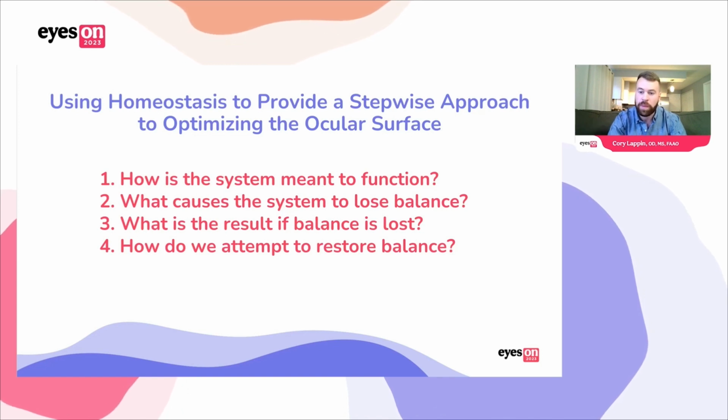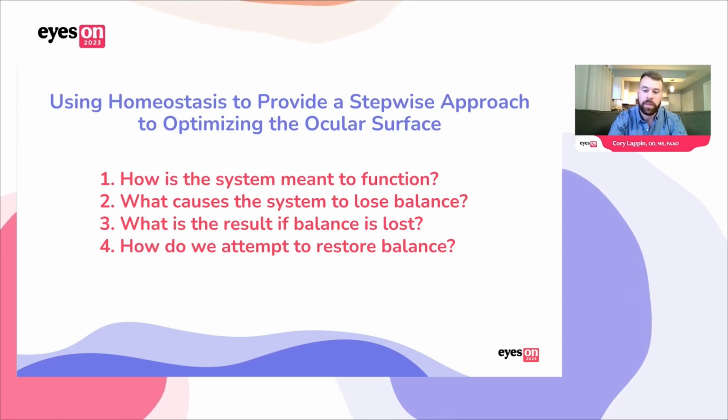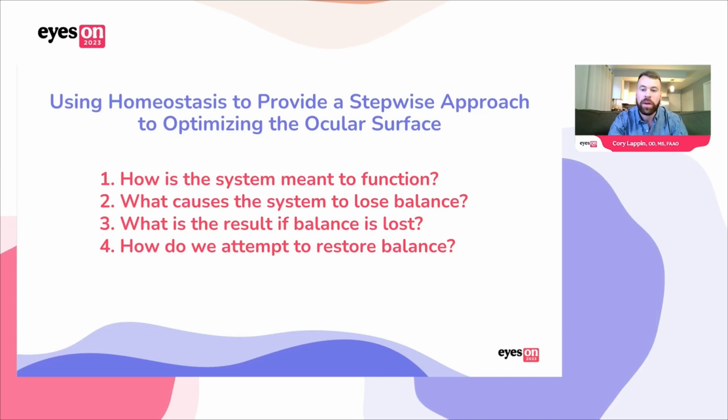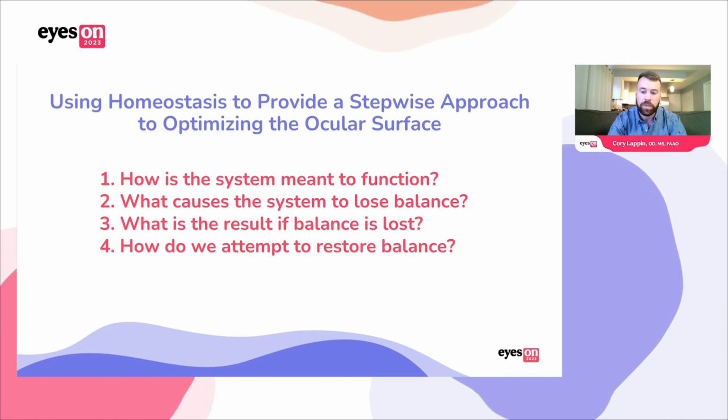So for the first step in optimizing the ocular surface, we must understand how it is meant to function in health. Then we must see what causes the ocular surface to lose homeostatic balance and what that loss of balance looks like clinically. And based upon this information, we can determine which treatment is the most appropriate to attempt to restore homeostasis. Now, remember, the ocular surface is more than just the cornea and conjunctiva. It is also comprised of the eyelids, eyelashes, tear film, meibomian glands, and lacrimal glands that all work together in tandem to provide a clear optical surface and protective barrier that allows our eyes to function. So to treat the ocular surface, you must address the function of each of these components.